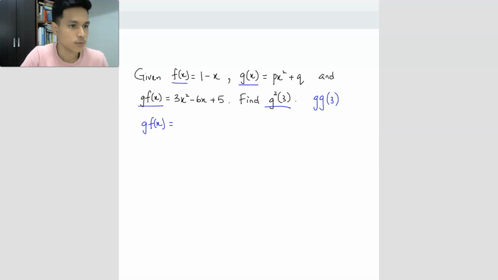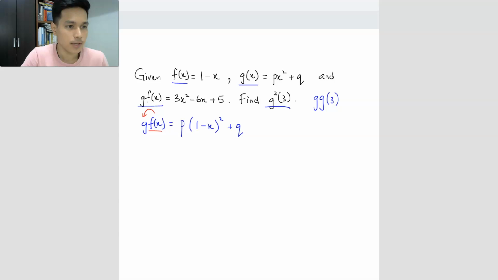So you're going to substitute what? f(x) into the g function. So it becomes p times (1 minus x) squared plus q. In case you can't see, this one here is the f function, 1 minus x, and p x squared plus q is the g function. Okay, that's it.